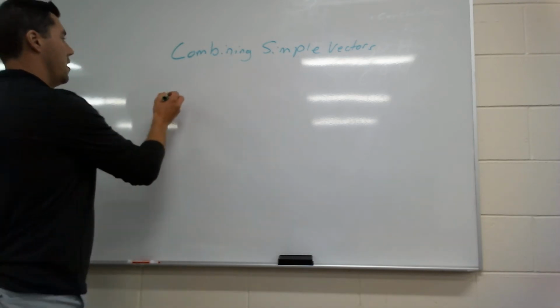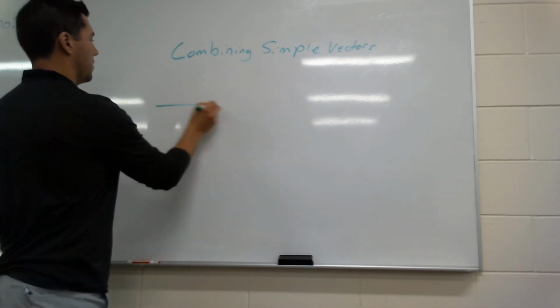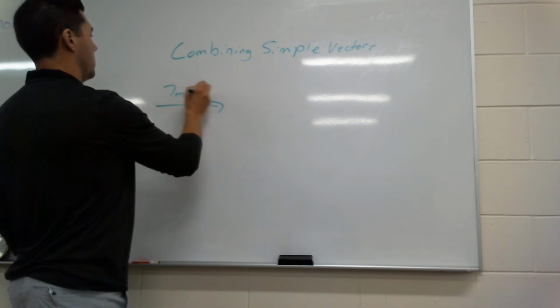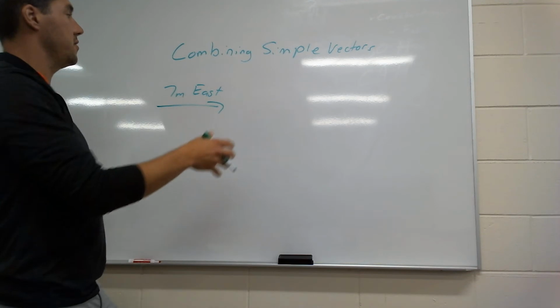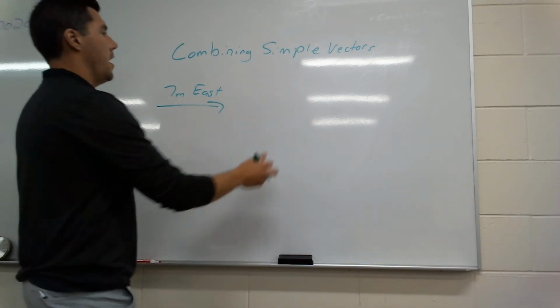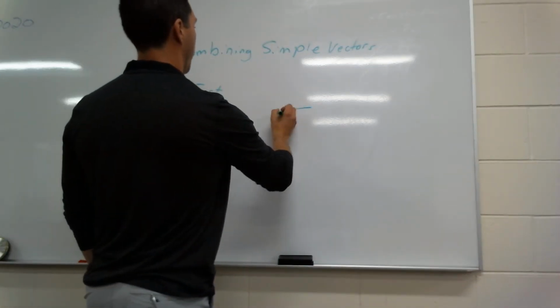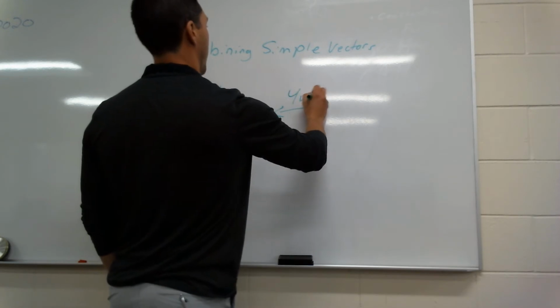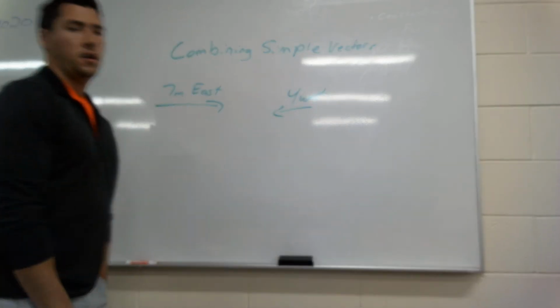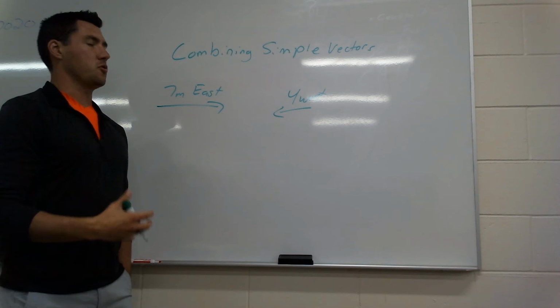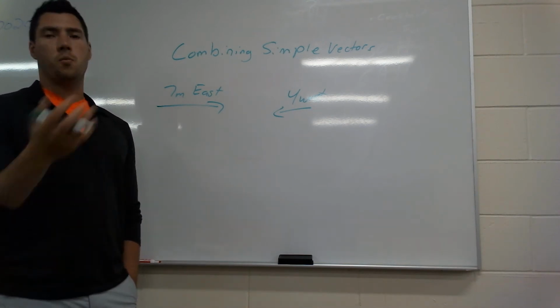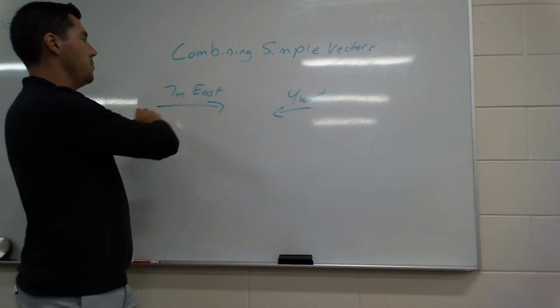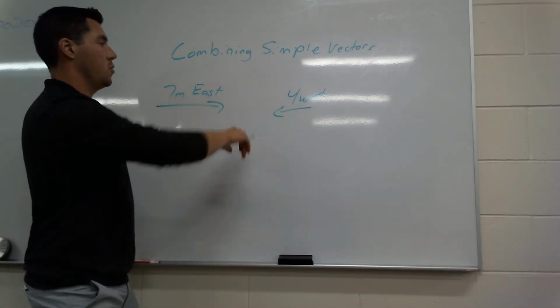So let's say we have somebody who takes 7 meters east. They're in a forest, they go 7 meters east. Then something catches their eye, and they backtrack a little and go 4 meters west, back towards where they were. If we were to combine these two vectors, basically if we were to say, in the end, what was the difference from when they started? This person took 7 meters east, and then 4 meters west.